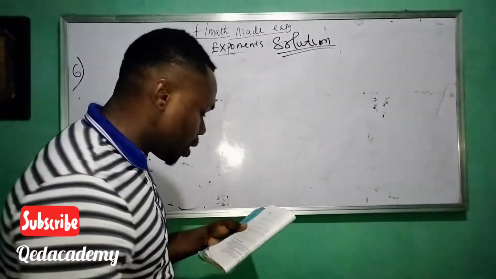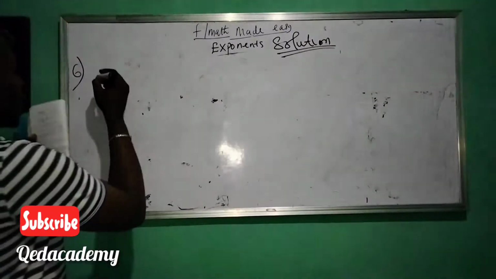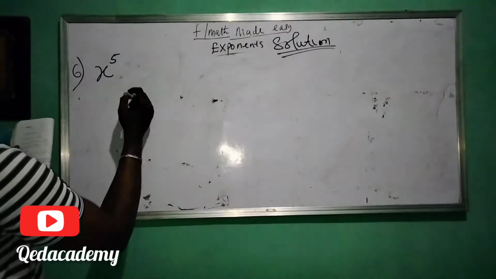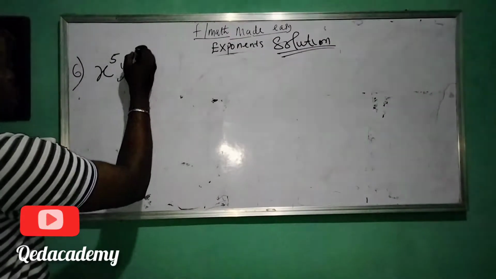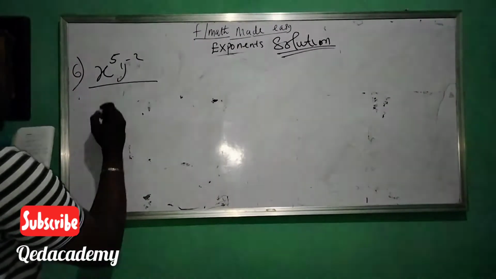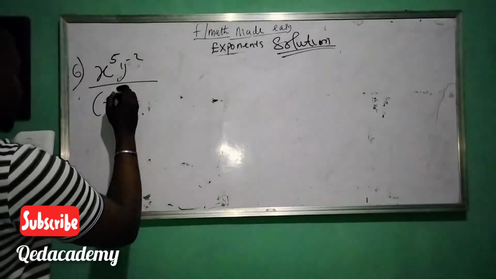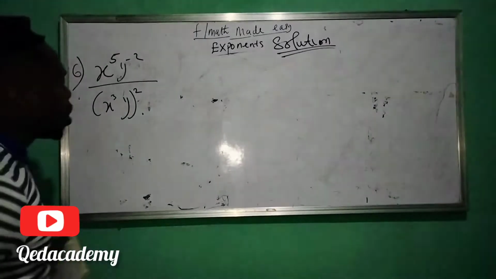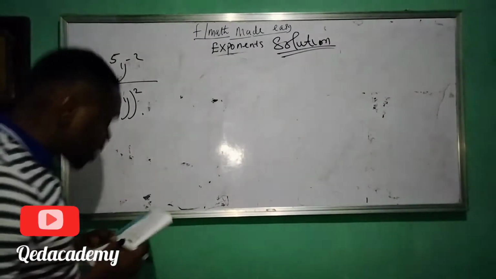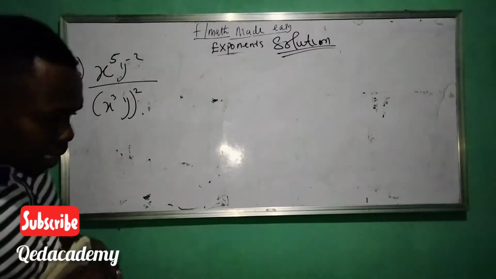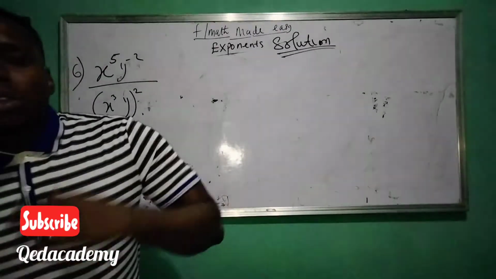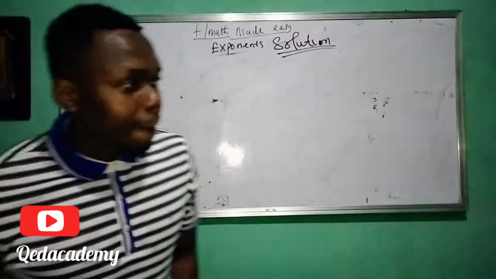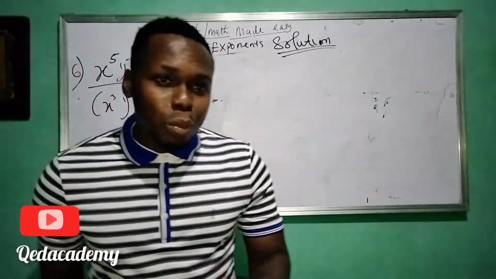The last question here, which I wrote as question number 6, says x raised to power 5, y raised to power minus 2, over x raised to power 3, and all raised to power 2. Okay, this is so amazing, guys. I love this question, and I believe that you will understand once we're done. And then we can proceed to do some other interesting topics in mathematics.